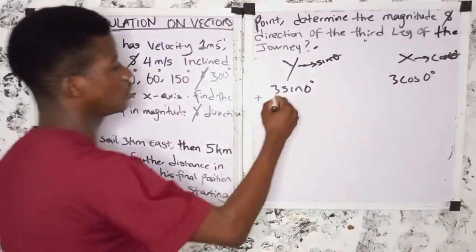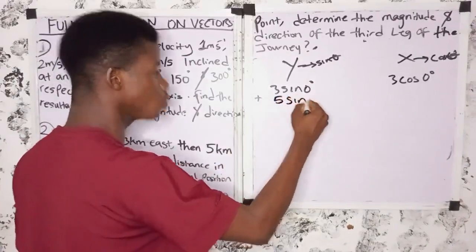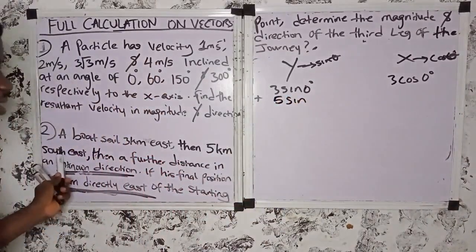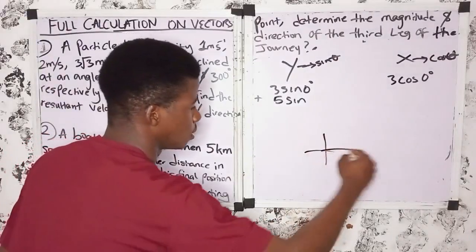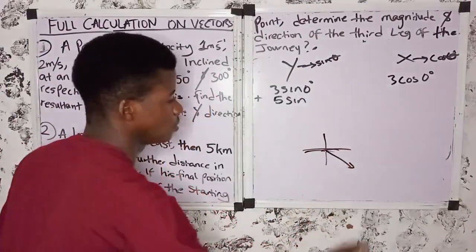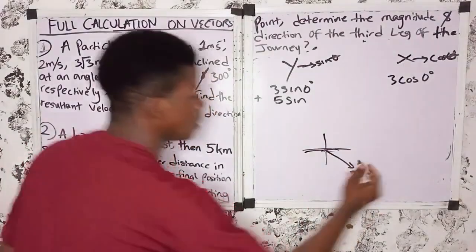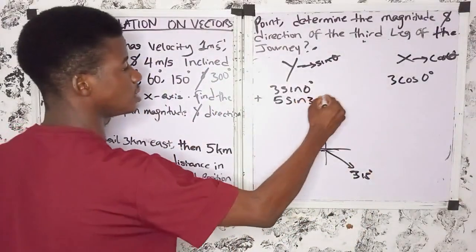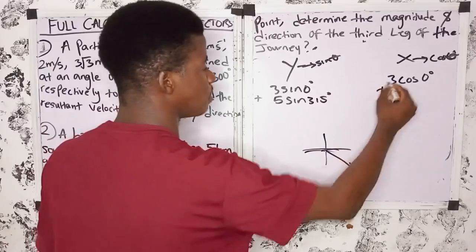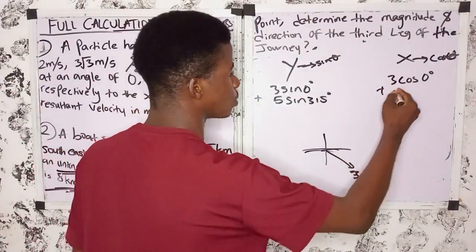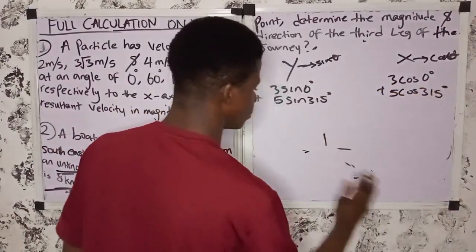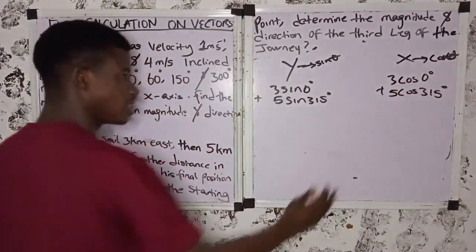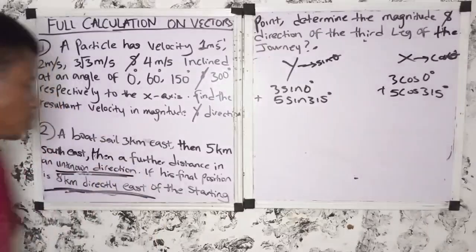5 kilometers southeast. Remember, put sine. Southeast is what? This side, I explain it. This is southeast, which is 315 degree. So 315 degree. Then plus, we put here 5 cos 315 degree. Okay, so let's continue.